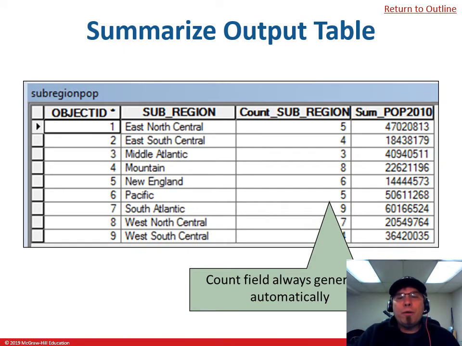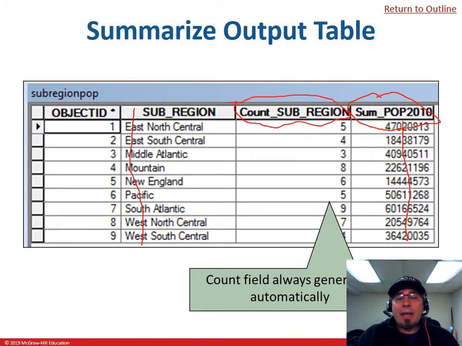So the output for this particular summarize thing is a table like I mentioned. Here's the field that we're grouping everything on. That's the subregion, so there are 9 unique subregions. Over here on the far right, we have the sum, which is the checkbox we checked, of the population for each one of the subregions. That's what we wanted. However, you also automatically get what's called a count field.